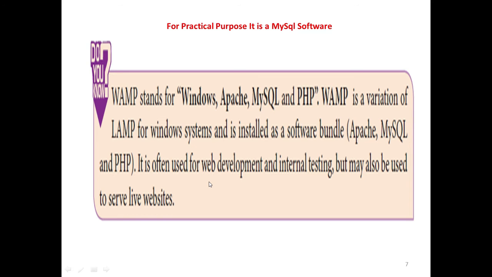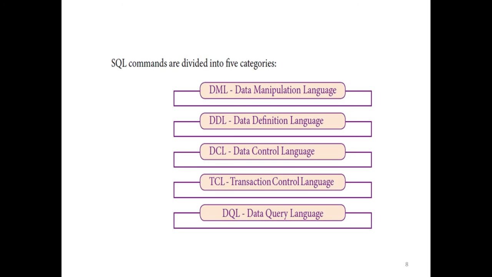So it is important to you. Okay. Then in SQL, commands are divided into 5 categories. They are DML, which means data manipulation language; DDL, which means data definition language; DCL, which means data control language; TCL, which means transaction control language; and the last one, DQL, which means data query language.